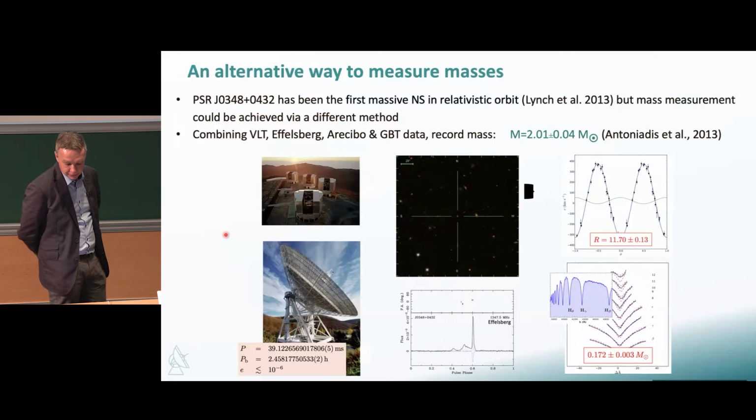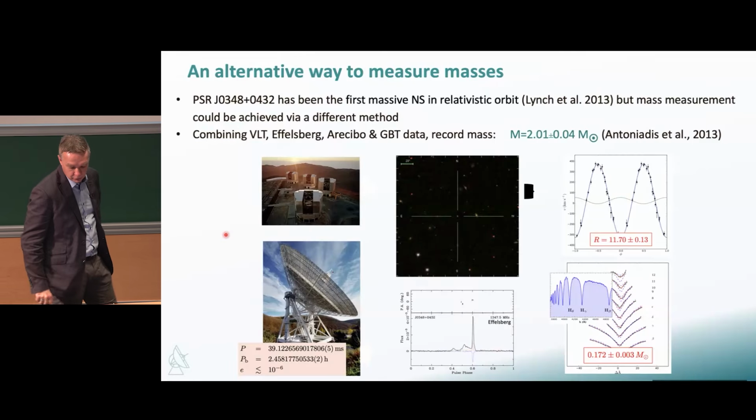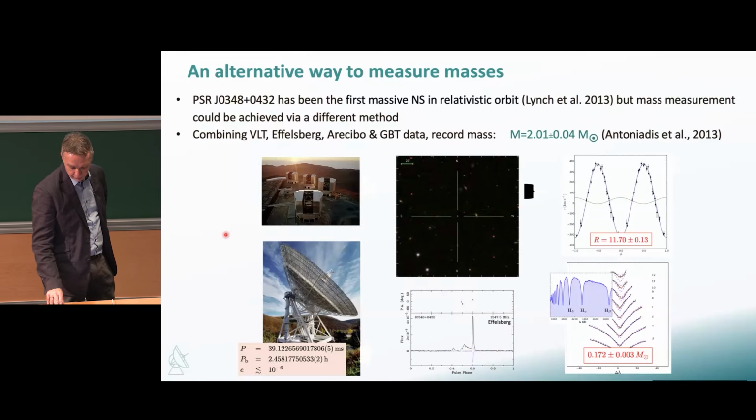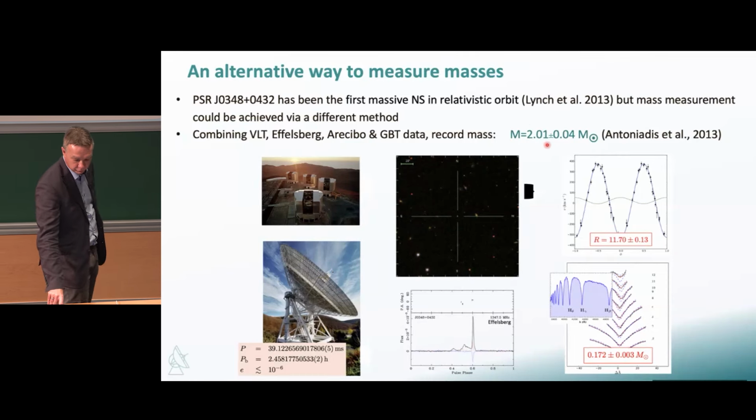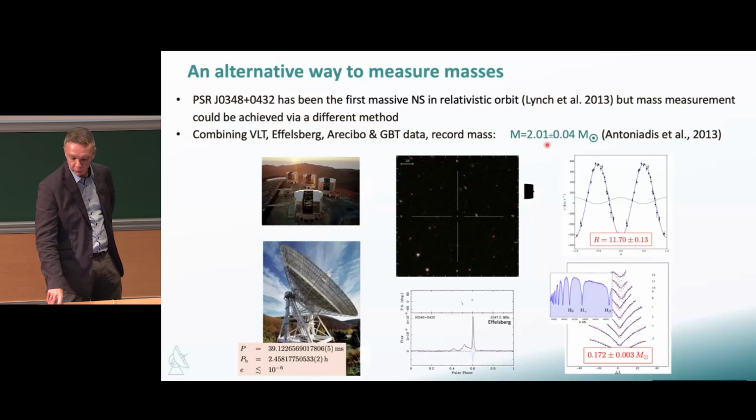And finally, we can also use masses not only from relativistic effects, but we can also see what the optical companion does. So we get the radial velocity from the optical companion, compare this with the radial velocity from the pulsar, combine the two, and we have done this in this measurement here. This was the first Newton star where we sort of went through the two solar mass boundary. And this is just an alternative. You don't always need relativistic effects to measure the mass of a Newton star.